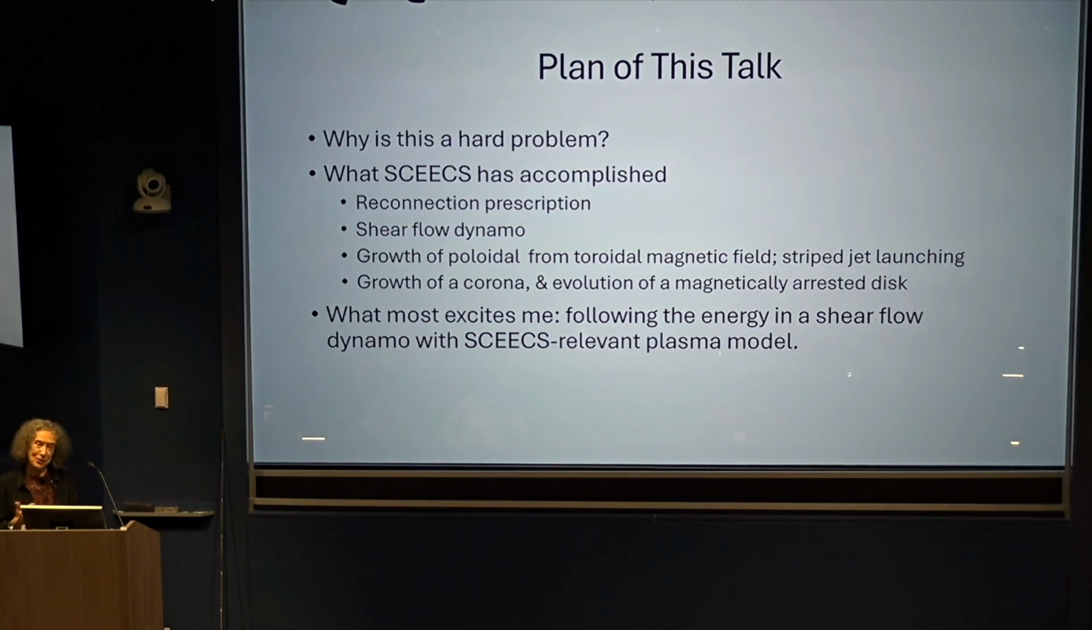Okay, so first I'd like to convince you that this is a really hard problem that has had a lot of staying power and is not completely solved by any means. And then I'll talk about what's been accomplished at Skeeks. I'll go over a little bit this reconnection prescription, the shear flow dynamo, and the growth of poloidal from toroidal field, and the growth of a corona from an initially poloidal field in a magnetically arrested disk.